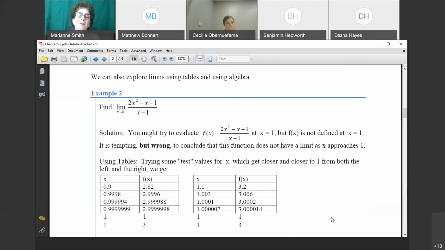But let's talk about using algebra and using tables, because like I said earlier in our course, the graphs, the tables, and the algebra should all give you the same information. Okay? So here we have a limit statement. They want to know the limit as x approaches 1 of this rational function. Okay, so hopefully everybody recognizes this as a rational function.